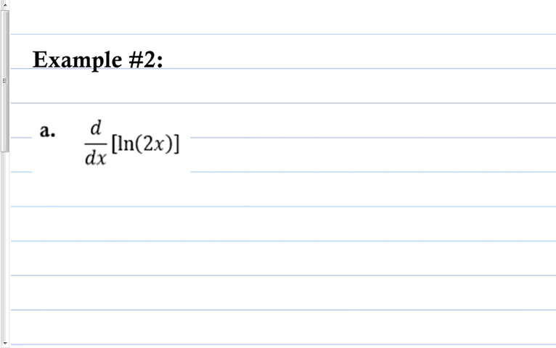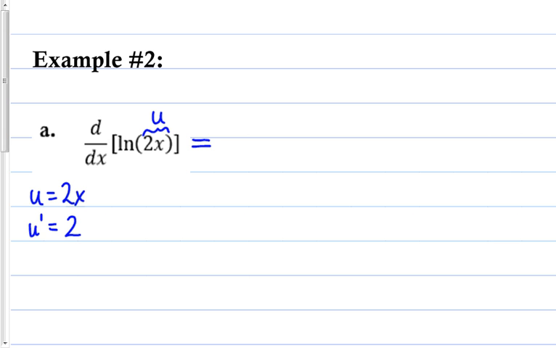Okay, example 2, part A. So here I'm deriving the natural log of 2x. So the derivative is going to be u prime over u. Obviously, the stuff inside the parentheses is u because that's what the natural log is of, right? So u is 2x. Okay, so u prime is 2. That's the derivative of 2x.